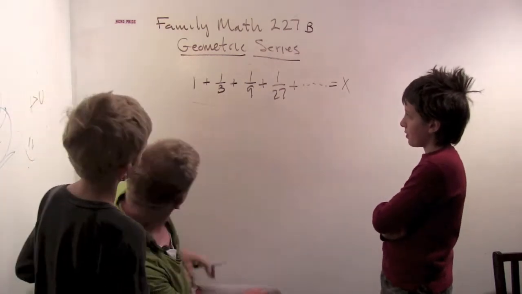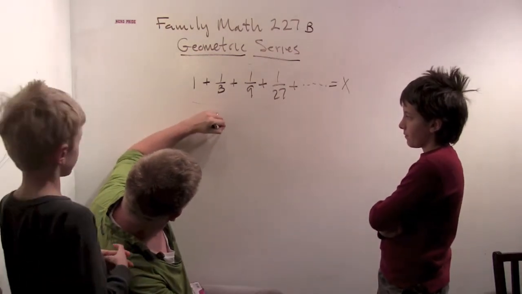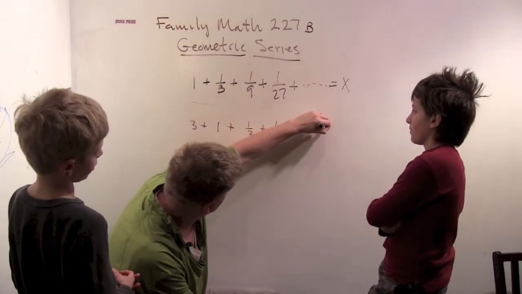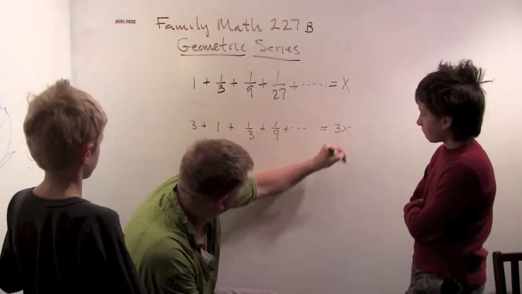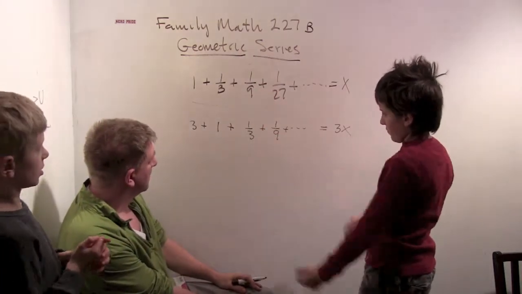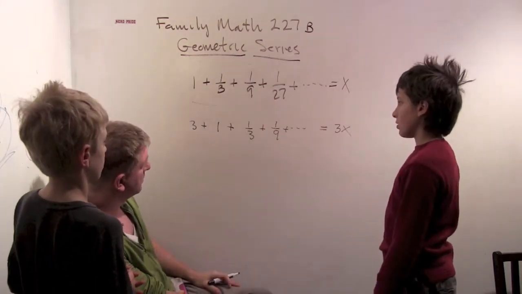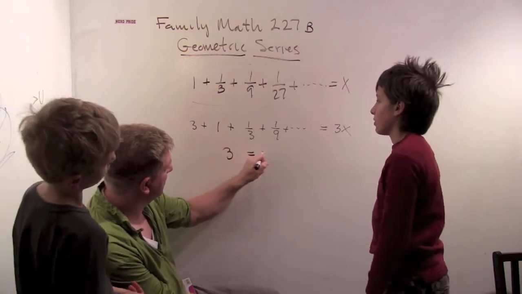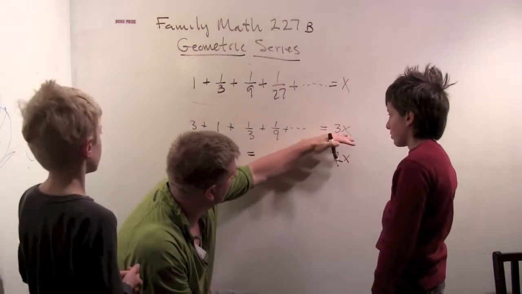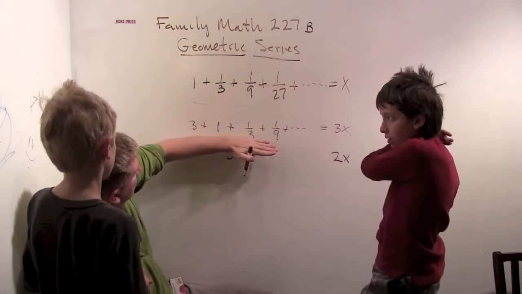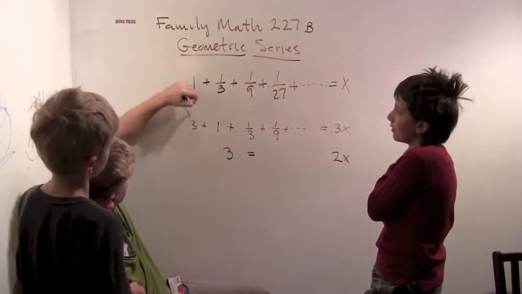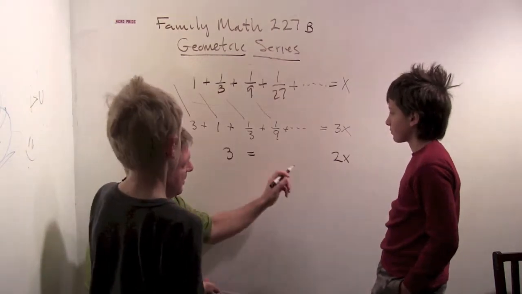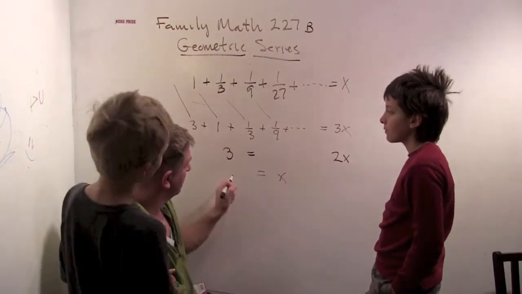What would be an interesting thing to multiply by here? 3. Okay, so I get 3 plus 1 plus a third plus a ninth, and this would equal 3x. Okay. And then you subtract. You get 2x is 3. So I subtract 3x minus x, and let's make sure we understand why we get 3 here. The 3 doesn't subtract with anything. The 1, the third, the ninth cancel, so I get 3 is 2x, so x equals 1.5.